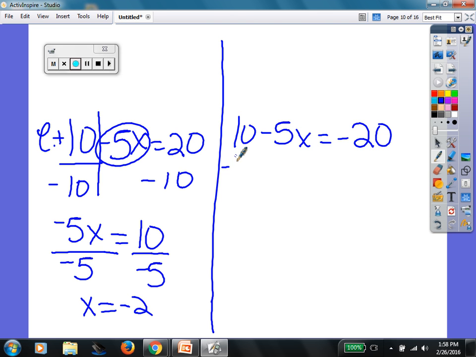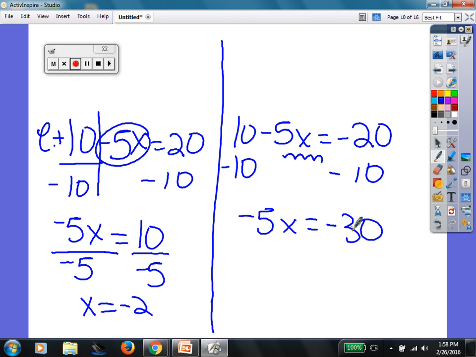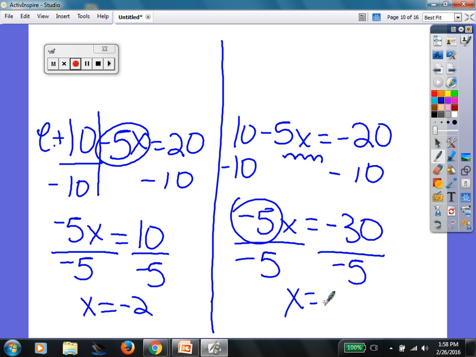Okay, I'm going to do the same thing here. Take away 10. And negative 5x equals, this is negative 20 minus 10, so I have to jump to the left 10 more times, leaving me with a negative 30. Alright, then I'm going to divide by a negative 5. You have to keep that negative attached. Divide by a negative 5. This is a negative divided by a negative, which is going to give me a positive 6.